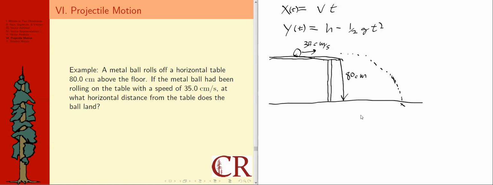That height is given to us. But when it says, at what horizontal distance from the table does the ball land, let's recognize the question we're being asked about is basically this distance right here. So this is the thing we don't know that we're looking for. But with these two equations, I recognize that the horizontal velocity v is equal to 35 centimeters per second, and h is equal to 80 centimeters.